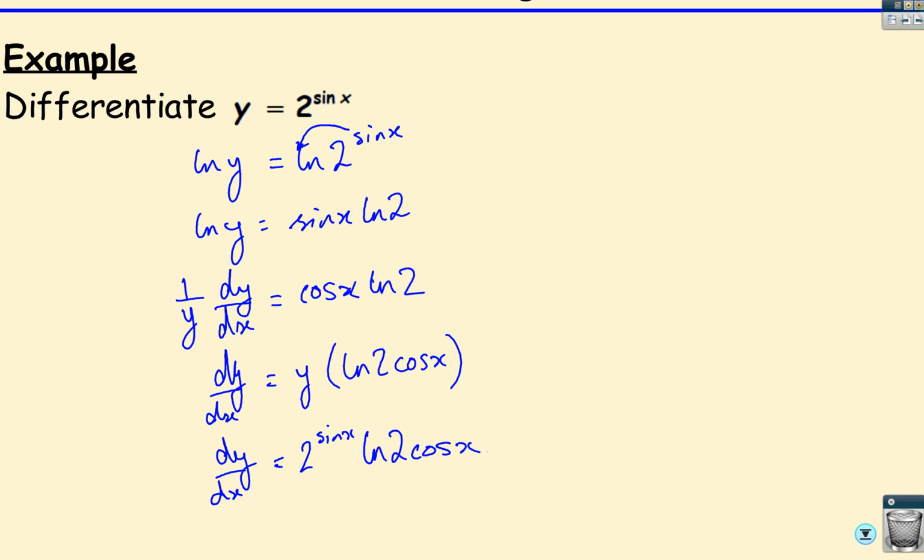It is a fairly straightforward process, a lot of these. As long as you remember to take logs of both sides at the start, bring your variable down off the power, and apply any other techniques you might need to use differentiation wise. So product rule almost certainly, you never know, you might need the chain rule in there as well, but you get the idea.